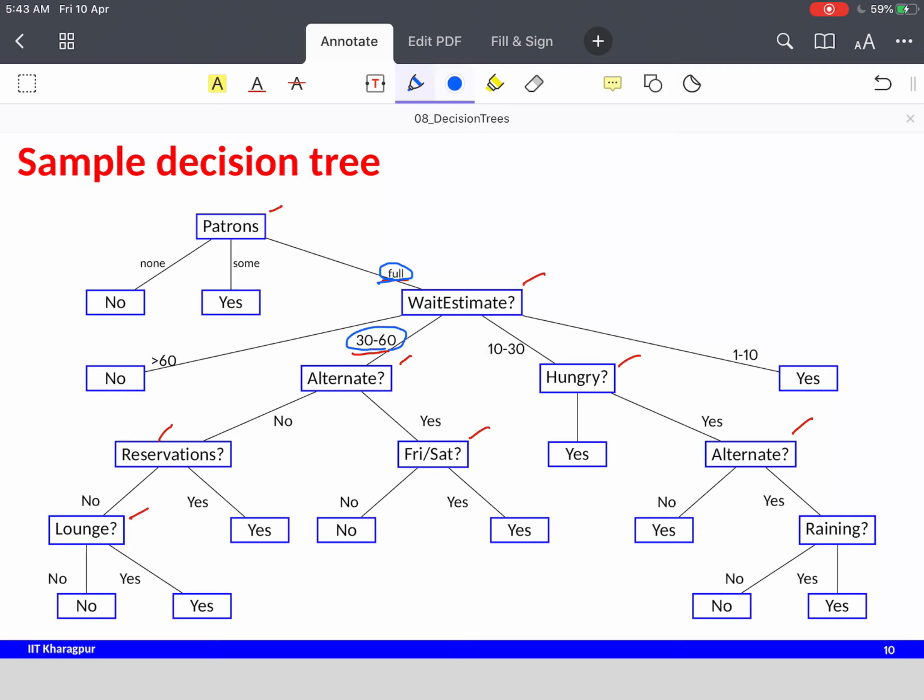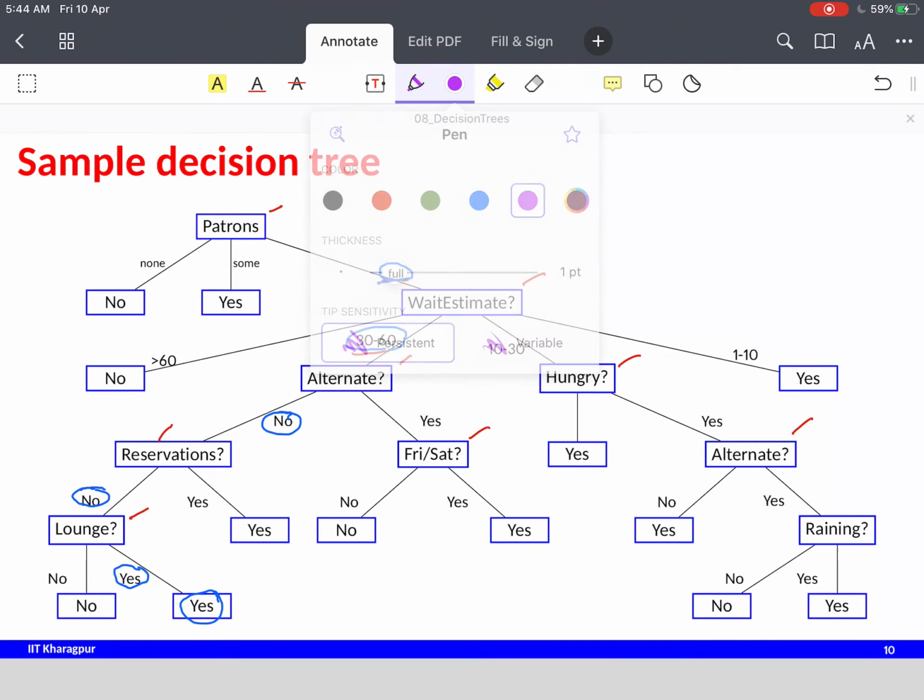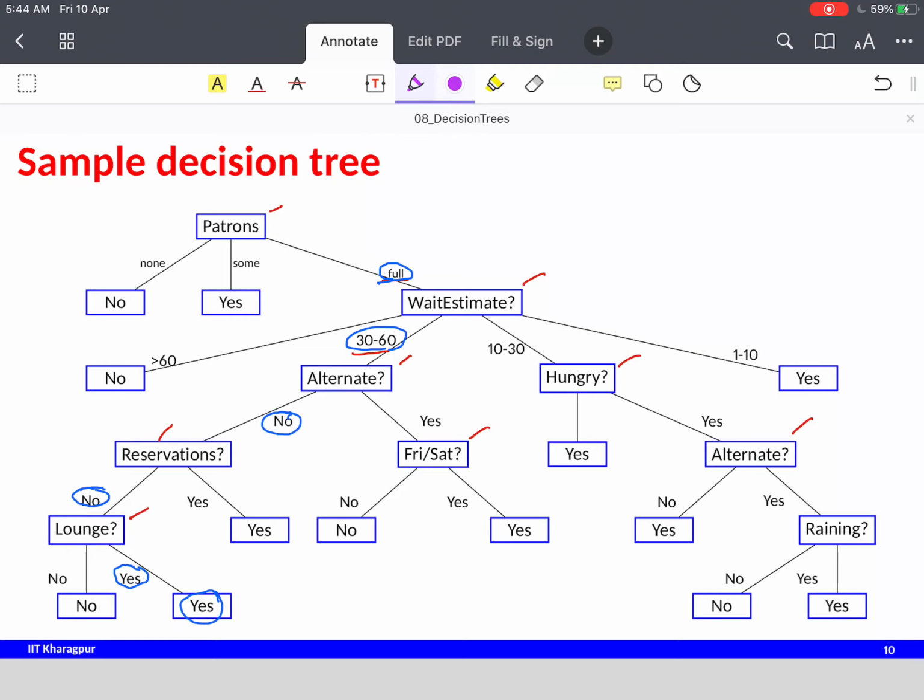So let's say my patron is full, weight estimate is 30 to 60, we have no other alternatives, we have made no reservations, and there is a lounge available in the restaurant, then probably I would like to wait for the restaurant. If we choose another observation, I would be able to predict that one.